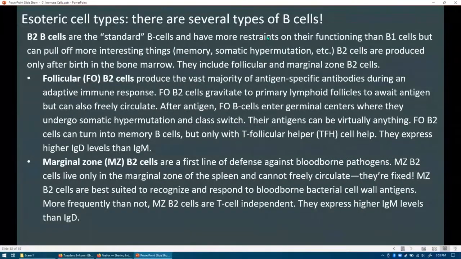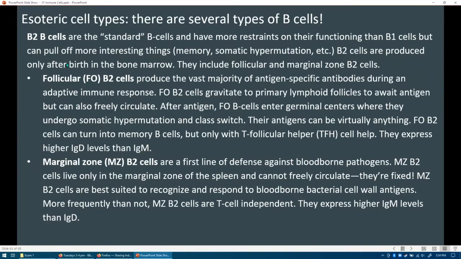And then we've got some esoteric cell types. These are good for you to know more later into the course, but just telling you about them up front is also a good idea. So B2 B cells are the standard B cells. There's also B1 B cells, which are kind of weird. They have more restraints on their functioning than B2 cells, but they can pull off more interesting things. These are the cells that give you memory B cells. These are the cells that can do somatic hypermutation. They can undergo lots of class switching without too much restriction, etc.